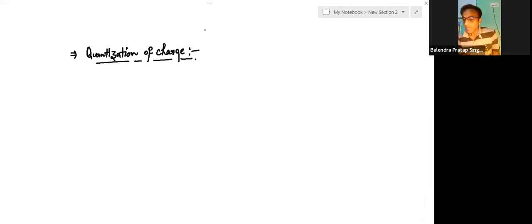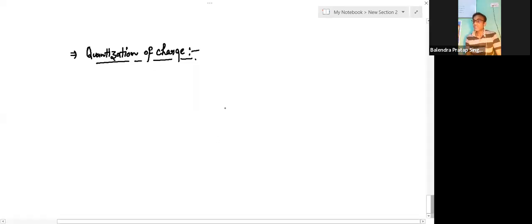So, quantization of charge. What is the meaning of quantization of charge? Charge exists in integral multiples of the fundamental charge. Means there is a fundamental charge, as I told you, a smallest unit in terms of which charge exists. What is the smallest unit? The charge on an electron, which is 1.6 × 10^-19 C. So we consider it as 1e, 1 electron. We consider 1e equals 1.6 × 10^-19 coulomb.